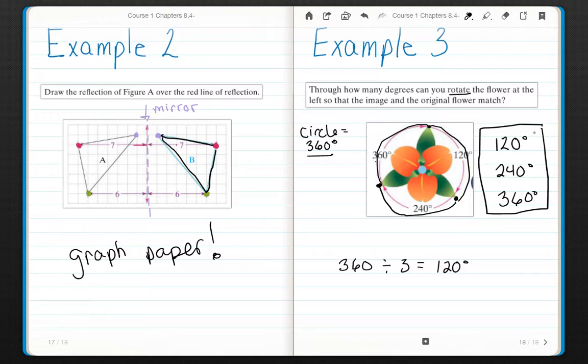Okay? All right, that's it for examples. If you have questions, I will answer them the next time I see you. Go ahead and do your quick checks and CYUs.